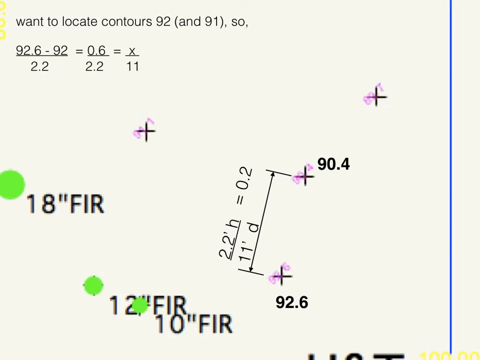So 0.6 over 2.2 is going to be proportional to the horizontal distance. We're going to assume it's a uniform slope, so we're assuming a linear proportionality there. So what we're trying to find is, we know the horizontal distance is 11, and we're trying to find x, being the distance from the 92.6 spot grade to where the 92-foot contour is. So 0.6 times, we do a little algebraic manipulation there, which I'm sure you're all familiar with, and we come up with x equals 3.